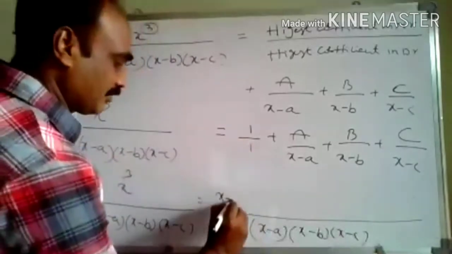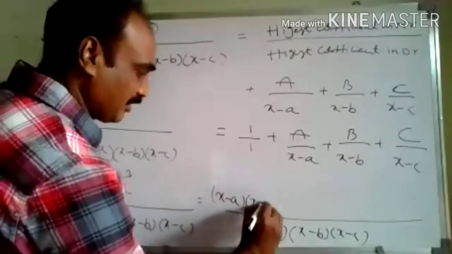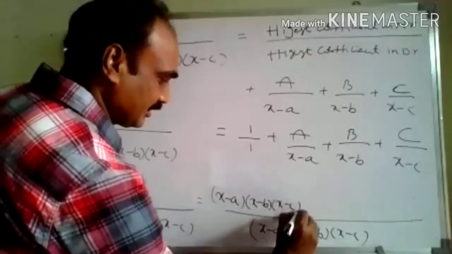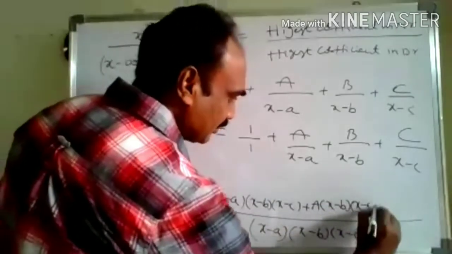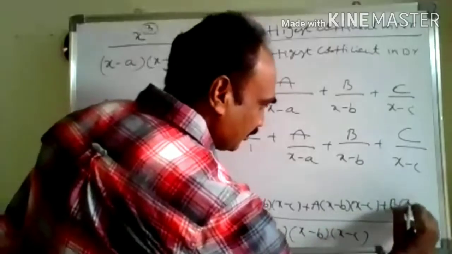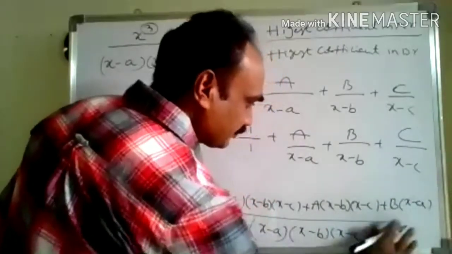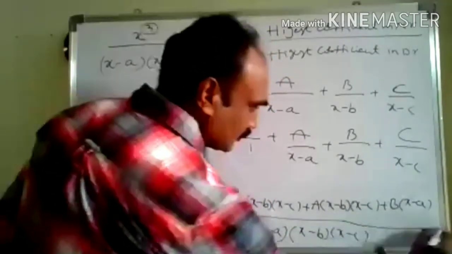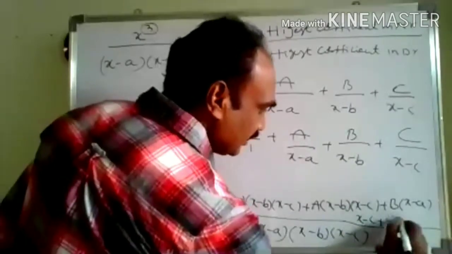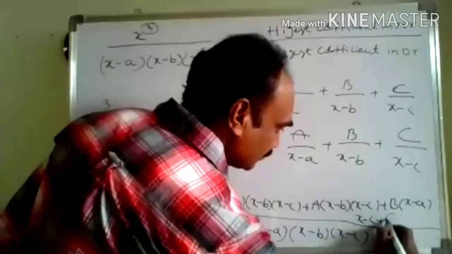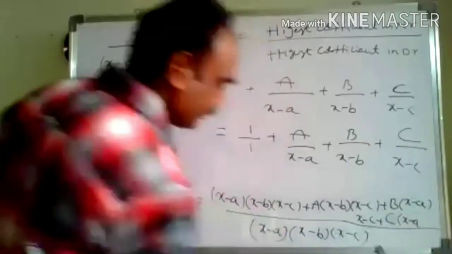x cube is equal to 1 into (x minus a) into (x minus b) into (x minus c) plus a into (x minus b) into (x minus c) plus b into (x minus a) into (x minus c) plus capital C into (x minus a) into (x minus b).